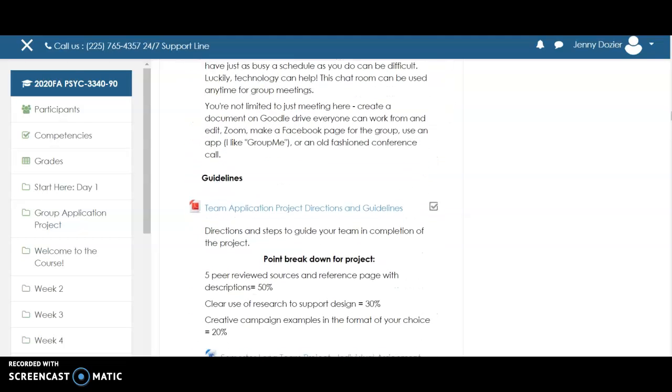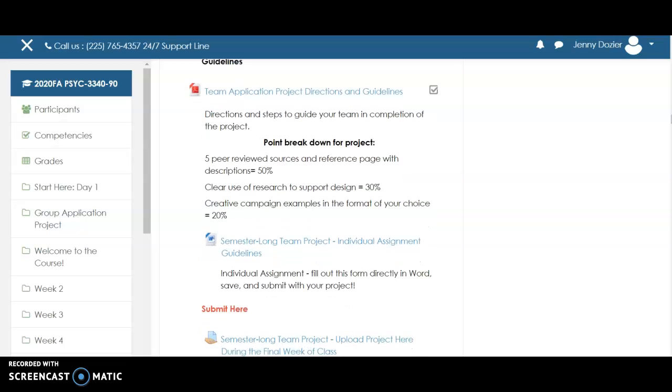So let's take a look at our directions here. So your group project, the campaign that's being put together is worth 10% of your final grade, and then that individual component is also going to be 10%. And then the point breakdown for the actual project is we're looking for at least 5 peer-reviewed sources. We're looking to see that there's been some clear use of research, some empirical data that's driving the decisions that you've made in the campaign, and that it's creative, right?